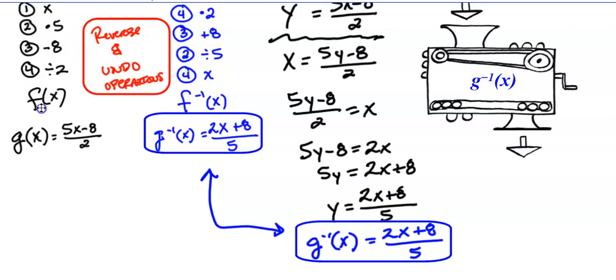So you can go through the steps, write it down, then reverse and undo it and get it, or you can switch your x's and y's and solve for y if you're a good equation problem solver. But there are two ways to figure this out now. So we switched our x's for y's, and then we solved for y.